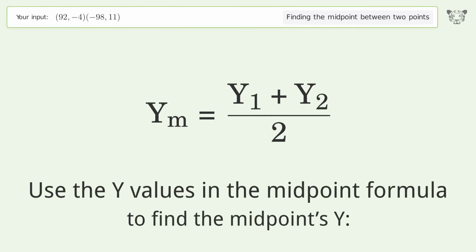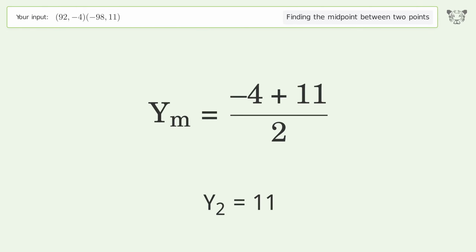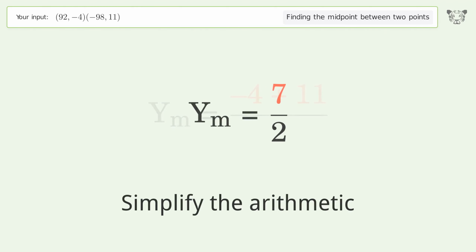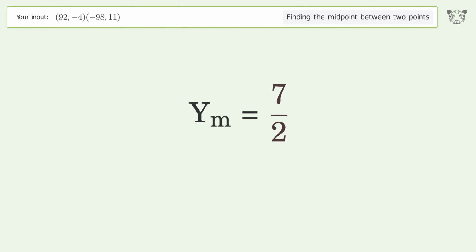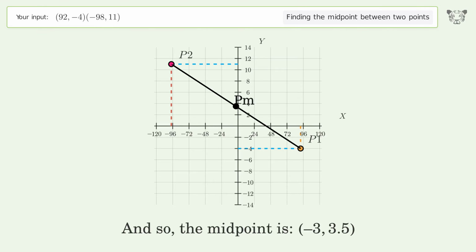Use the y values in the midpoint formula to find the midpoint's y. y1 equals -4. y2 equals 11. Simplify the arithmetic. And so, the midpoint is -3, 3.5.